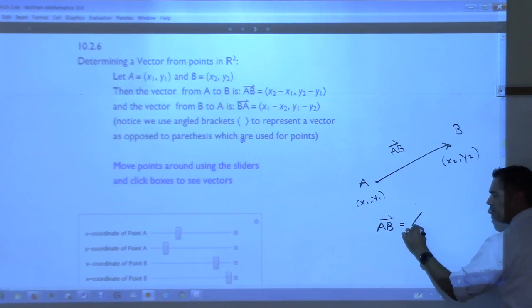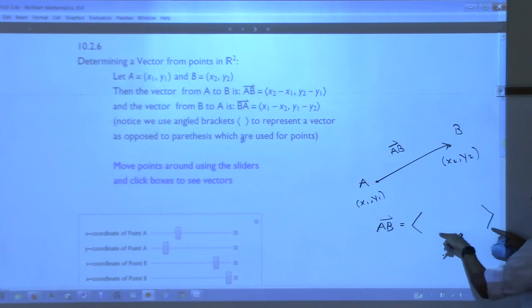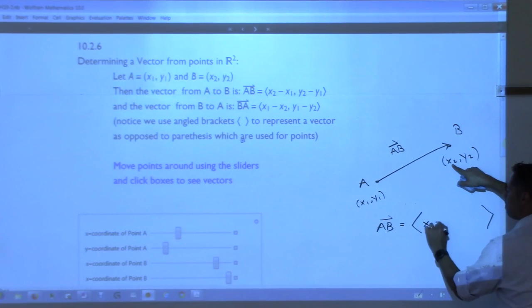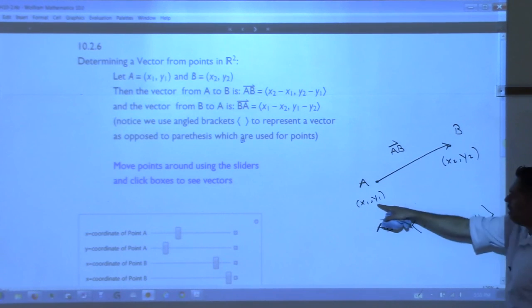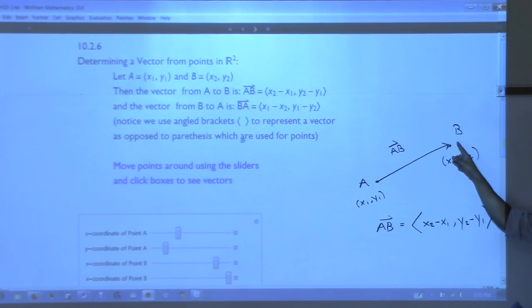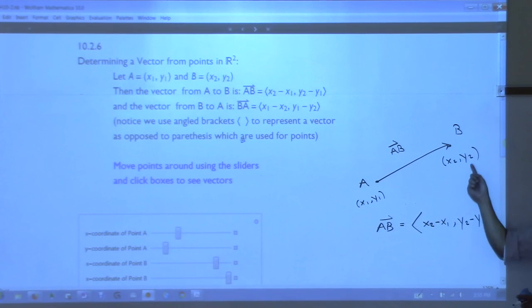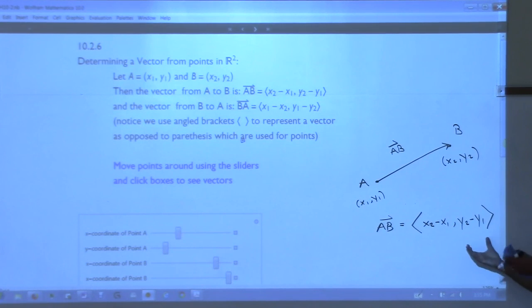The way we write it is we use angled brackets instead of parentheses. Parentheses we use around points, ordered pairs, but we use angled brackets around vectors, and it will simply be this x coordinate minus this x coordinate, and then this y coordinate minus this y coordinate. So it's very important that if you're going from here to here, you take the x coordinate of the point you're headed to and subtract the x coordinate of where you came from. And then the y coordinate of where you're headed to minus the y coordinate of where you came from. And this is the notation we use to represent that vector connecting those two points.